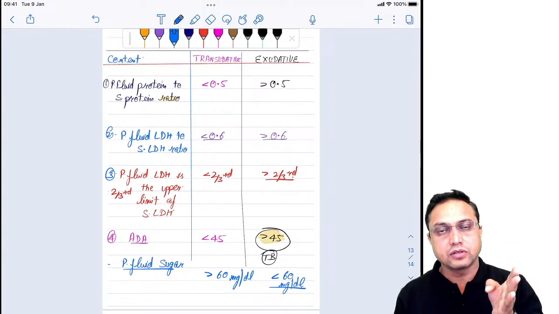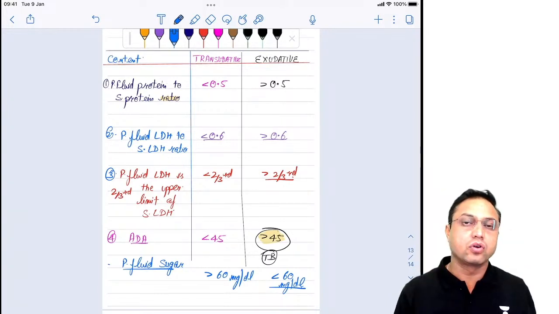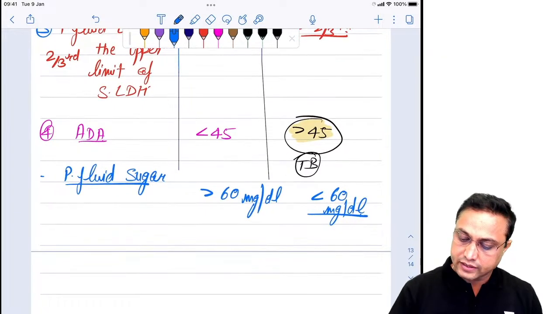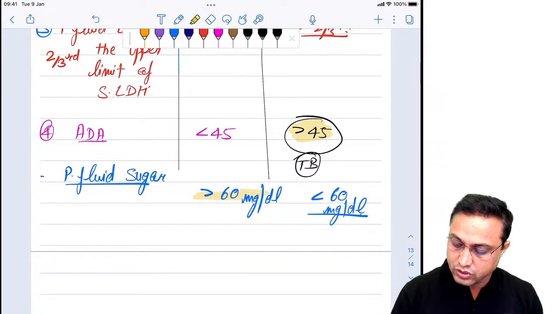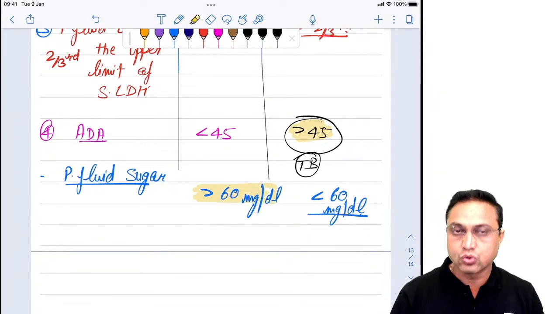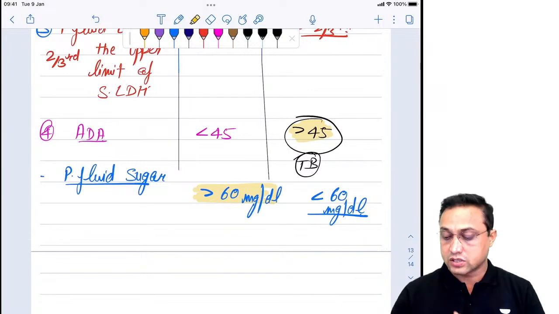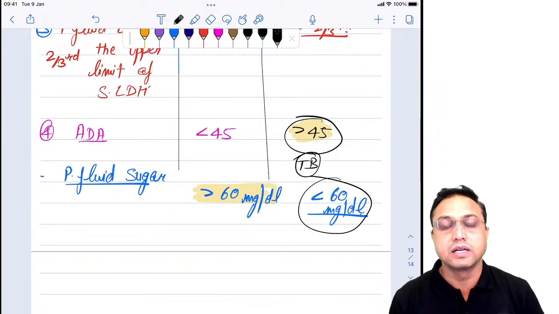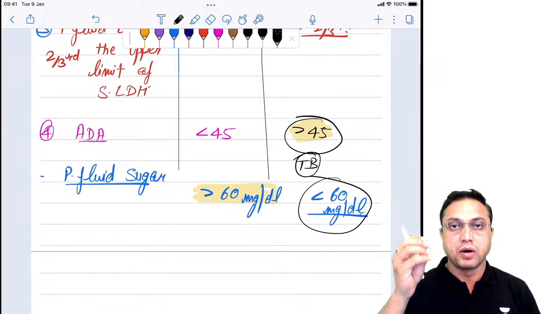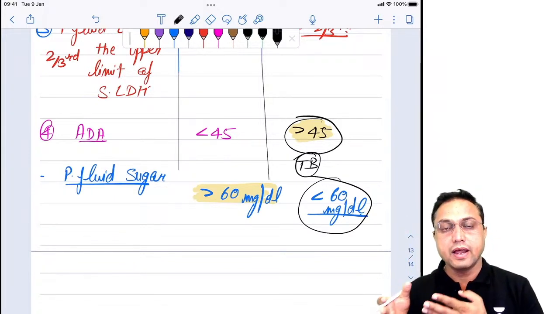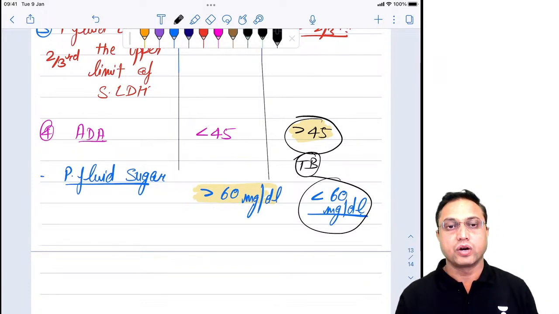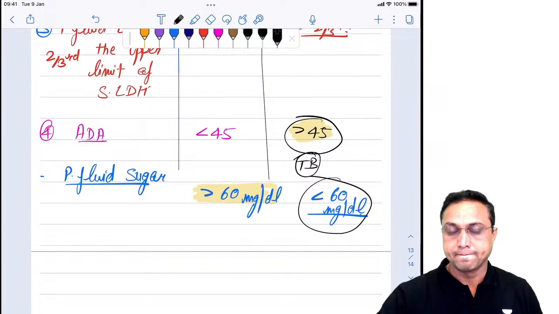Easy to remember. In transudative, everything is on a lower side, less. But if you look at the sugars, here in transudative the sugar is on a higher side, it is going to be more than 60. But vice versa, in exudative it is going to be less than 60 milligram per deciliter. My question is very simple: why, in exudative type of pleural effusion, are sugars on a lower side? Why?